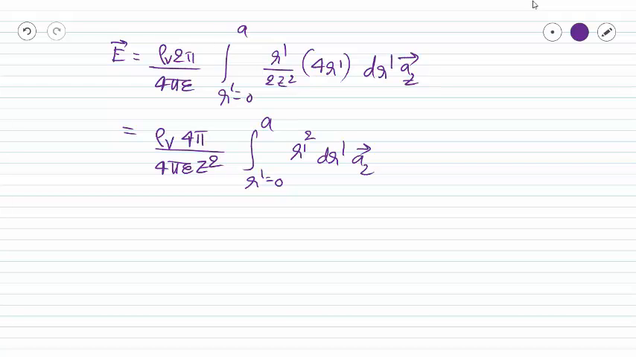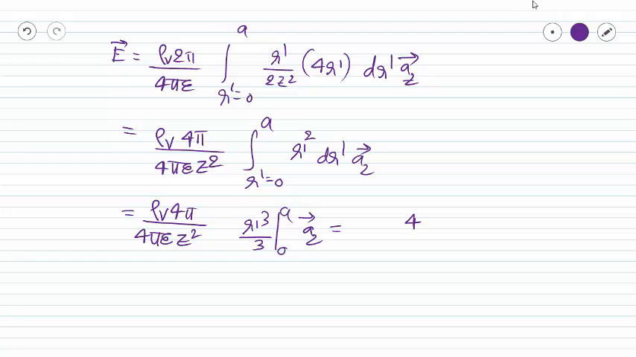Okay, right? So if I integrate this, rho v 4 pi by 4 pi epsilon z square, r' cube by 3 over the limits of 0 to a is z bar, which I can write down as 4 pi a cube by 3 into rho v, in brackets 1 by 4 pi epsilon z square, az bar.